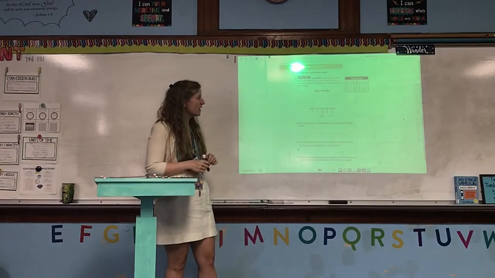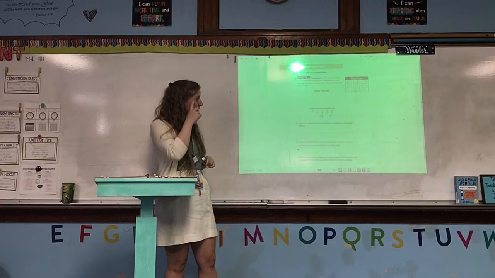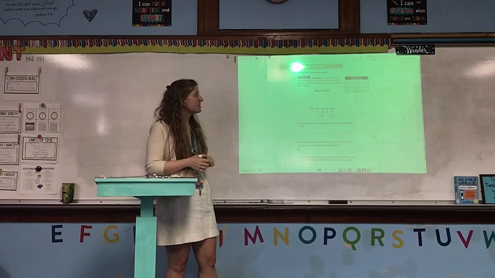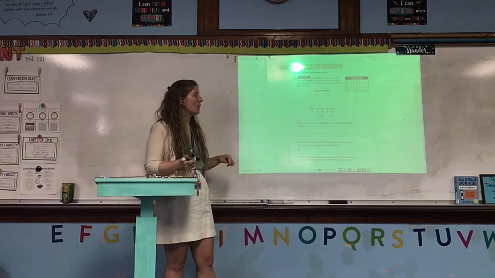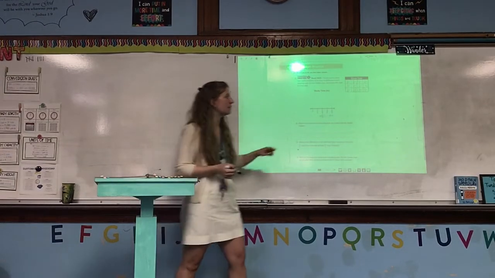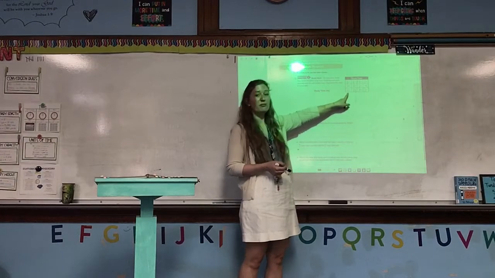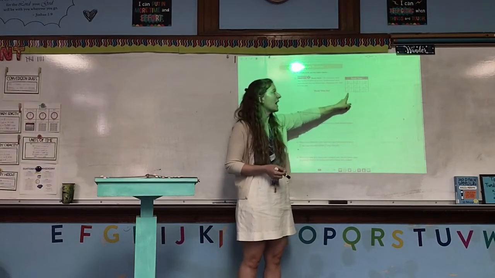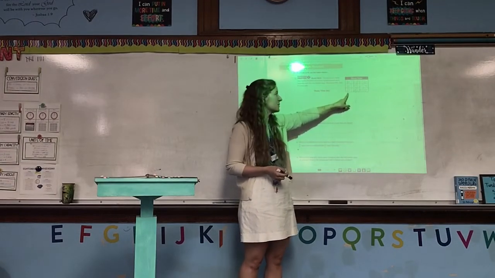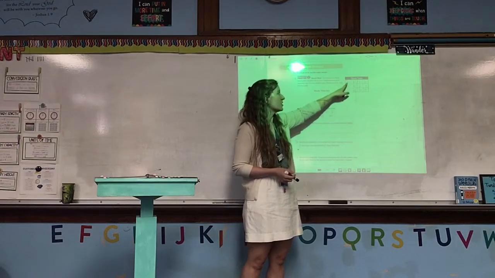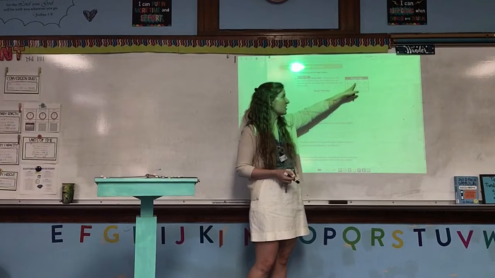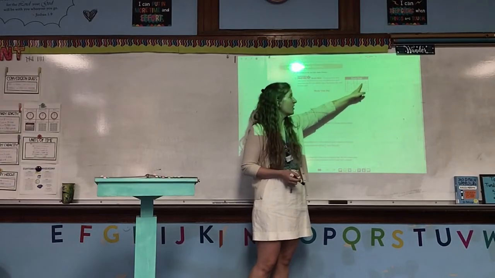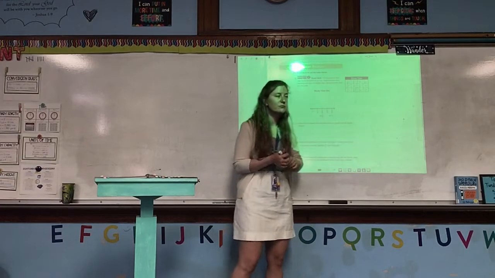Number 3 says the frequency table represents fractions of an hour Sonia studied each evening over the last 12 days. Represent this data in a line plot. So that means each of these 12 boxes represents one day, and that's how much time Sonia spent studying. So the first night she spent 1/4 of an hour studying. The second night she spent 3/4 of an hour studying. The third night she spent 1/2 of an hour studying, and so on.